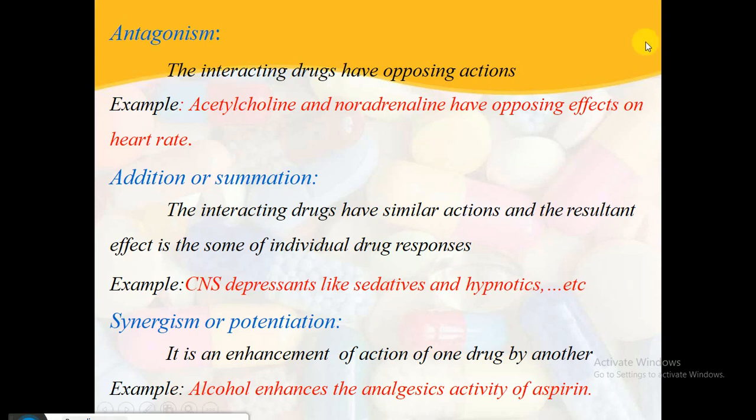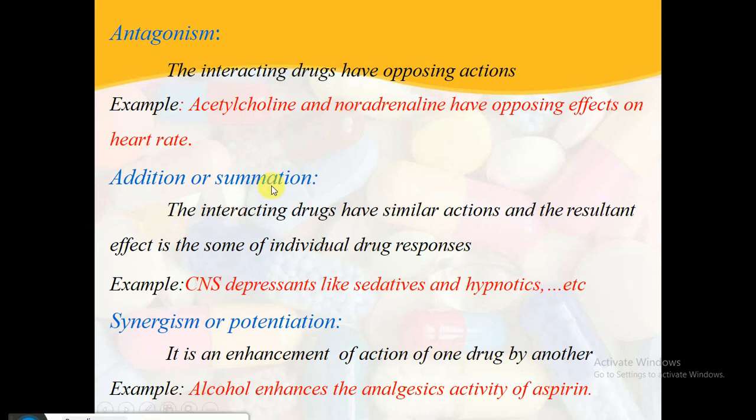For example, the classical example of antagonism is acetylcholine. We know that acetylcholine is a neurotransmitter. Acetylcholine and noradrenaline have opposing effects on the heart rate. So this is an example of antagonism.